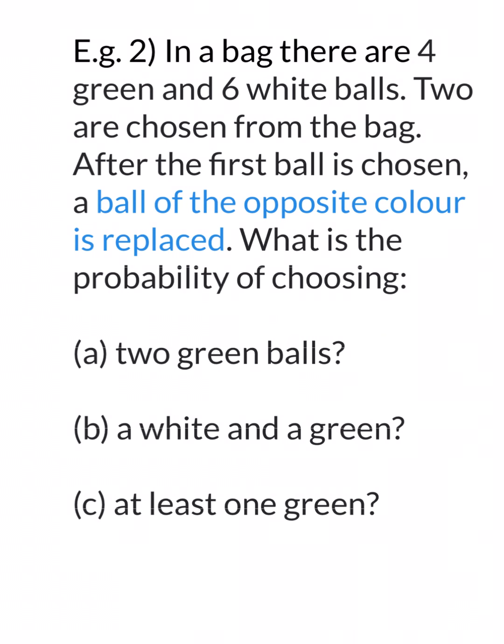Let's look at a second example. This one is a little bit more difficult than the first one. So the same bag, we've got 4 green and 6 white. 2 are chosen from the bag. After the first ball is chosen, a ball of the opposite colour is put back. So if we choose a green first, we're going to put a white back in. And if we choose a white first, we're going to put a green back in. And the same questions as the last one.